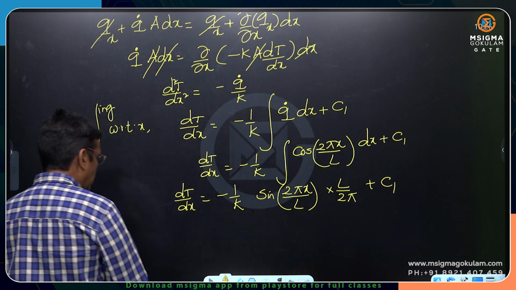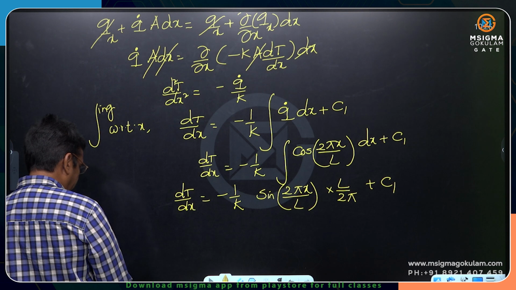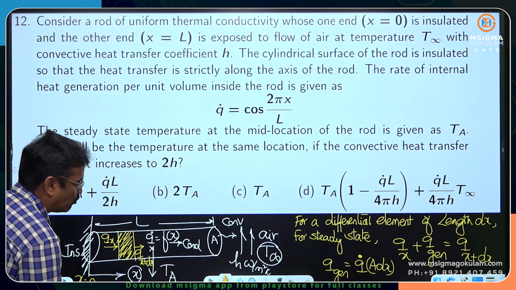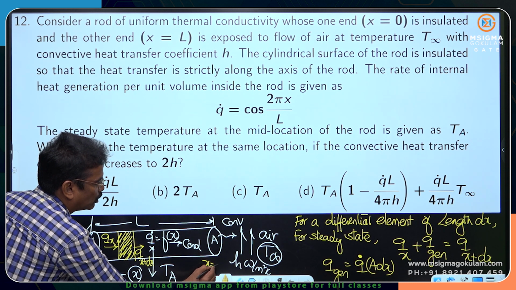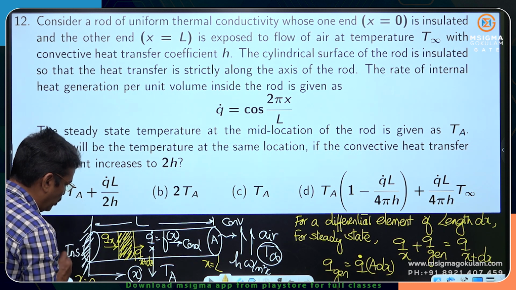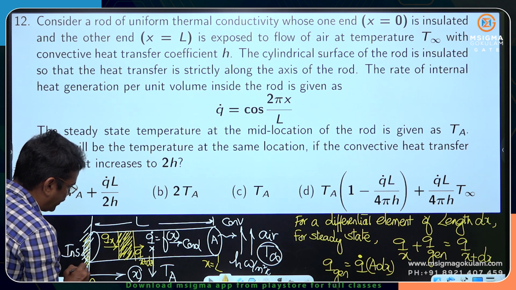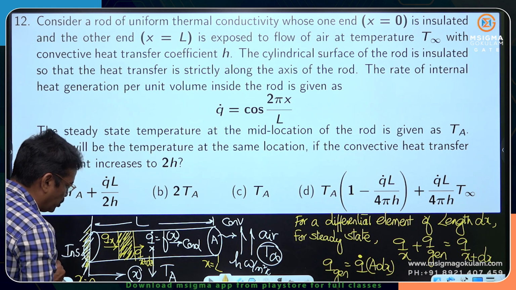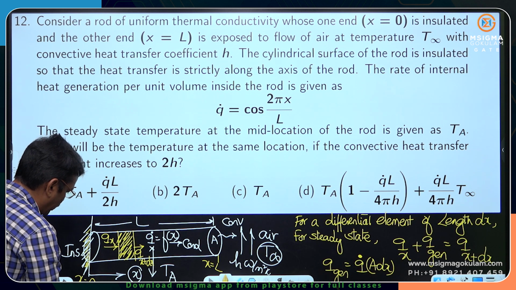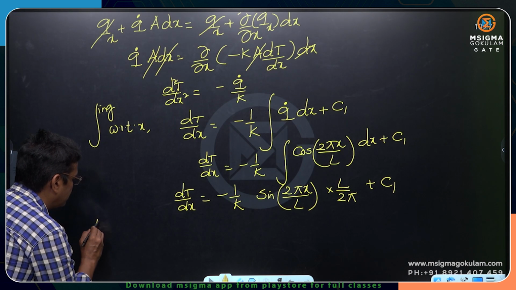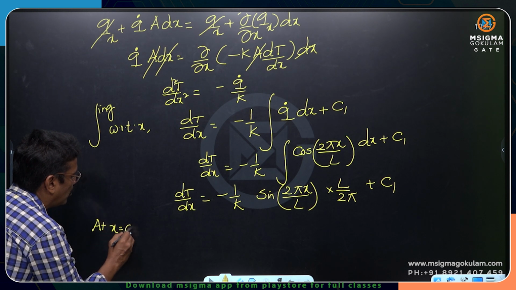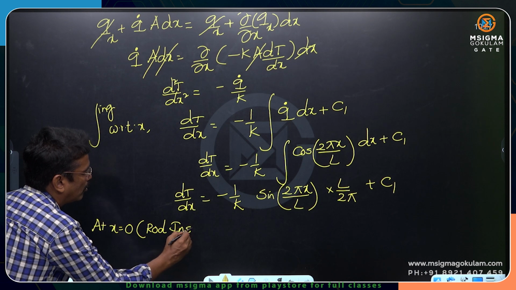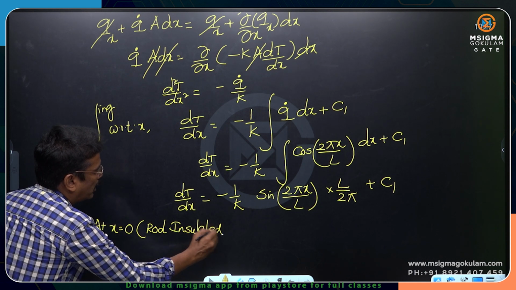And we have one important boundary condition. If you look at this figure, x has two limits, x is equal to 0 and here x is equal to L. At x is equal to 0, the rod is insulated. That means there cannot be any conduction heat transfer. Because the rod is insulated, no conduction could happen. At x is equal to 0, rod insulated, Q conduction is 0.